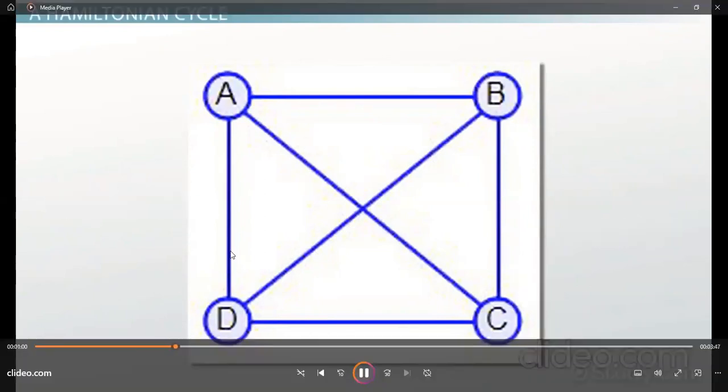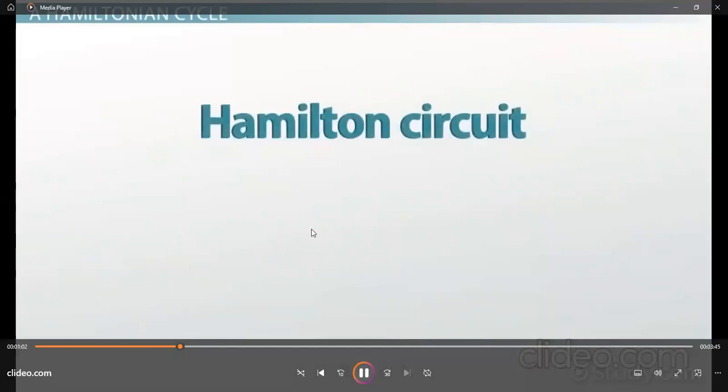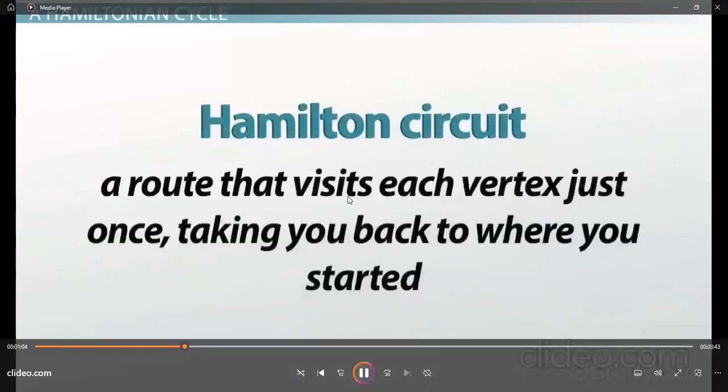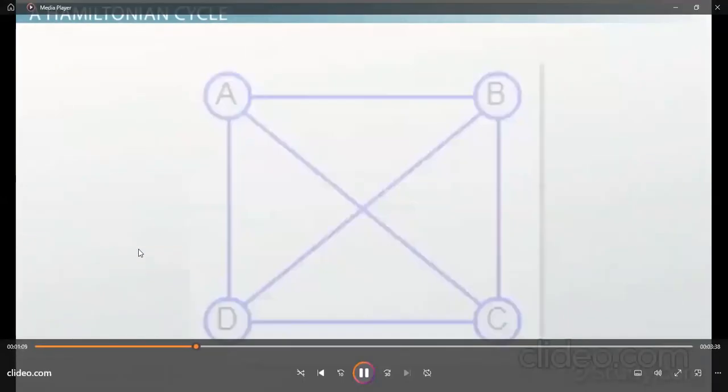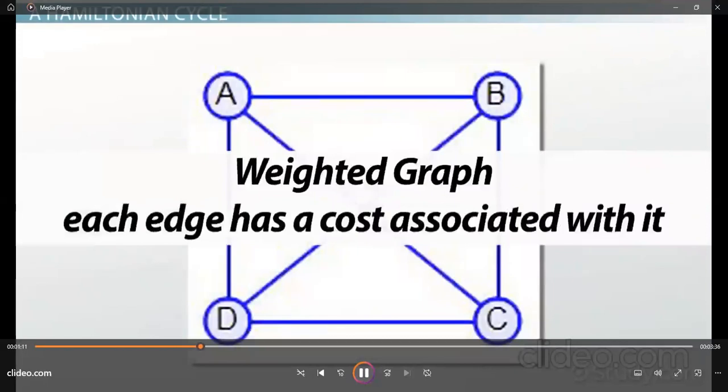Basically, a graph can be a directed graph or an undirected graph. Also, we can use a weighted graph and an unweighted graph. While we are going with the graph concept, there is a variety of graphs out there. From that, in this traveling salesman problem, we are going to use the Hamiltonian circuit. It means a route that visits each vertex only once, and takes you back to the starting position.